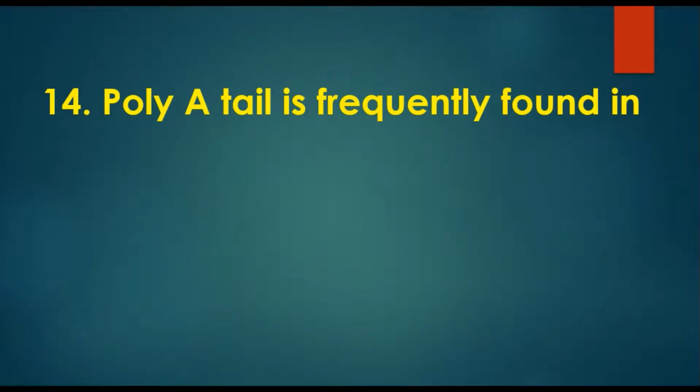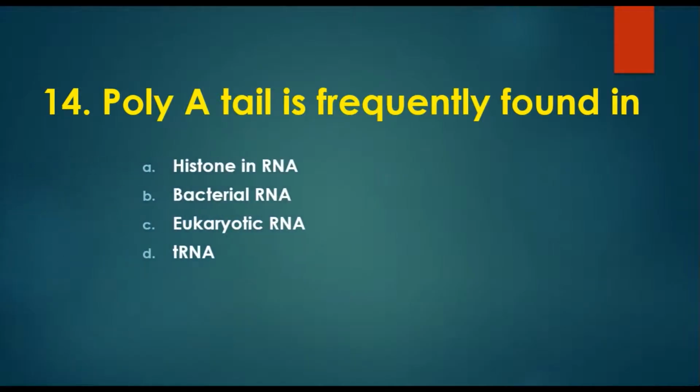Then 14th question, poly A tail is frequently found in: options are A. Histone RNA, B. bacterial RNA, C. eukaryotic RNA, D. tRNA. So poly A tail is going to be present in the translation process, where it is going to attach to the mRNA, so that is going to be found in eukaryotic RNA.